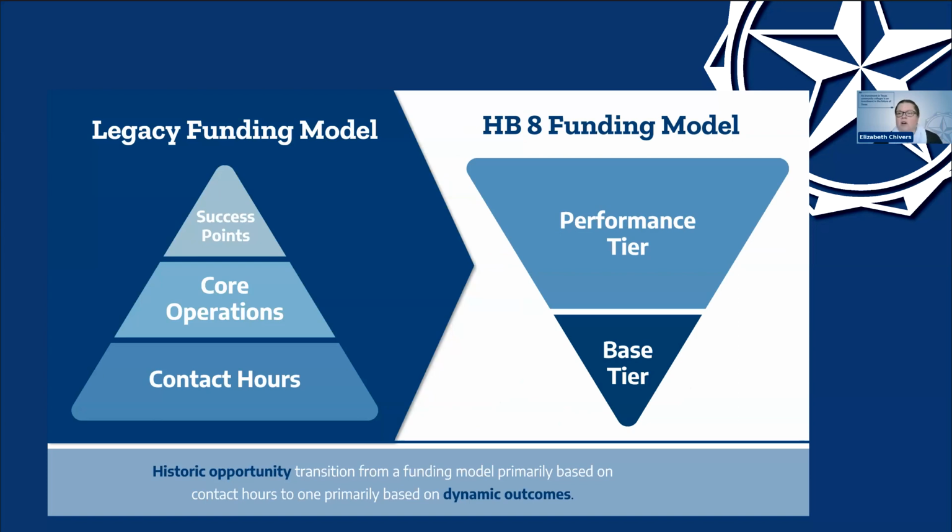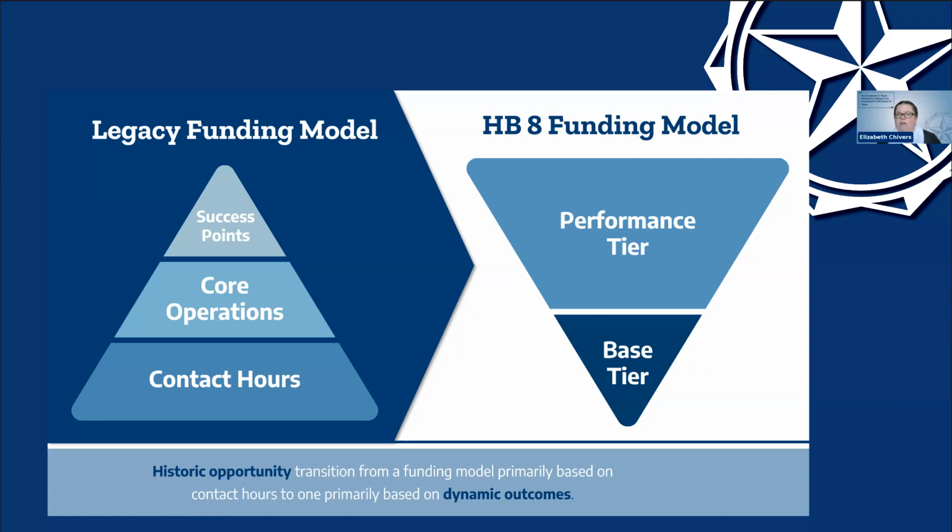So when we look at basically the legacy funding model that we've had today compared to this new HB8 funding model, the previous model was really based on three main buckets: contact hours, core operations, and success points. And for some institutions, the success points may have been more than the core operations, but the bulk of funding really came from these contact hours. And so I think of this as like we had this pyramid of funding that was provided around formula funding.